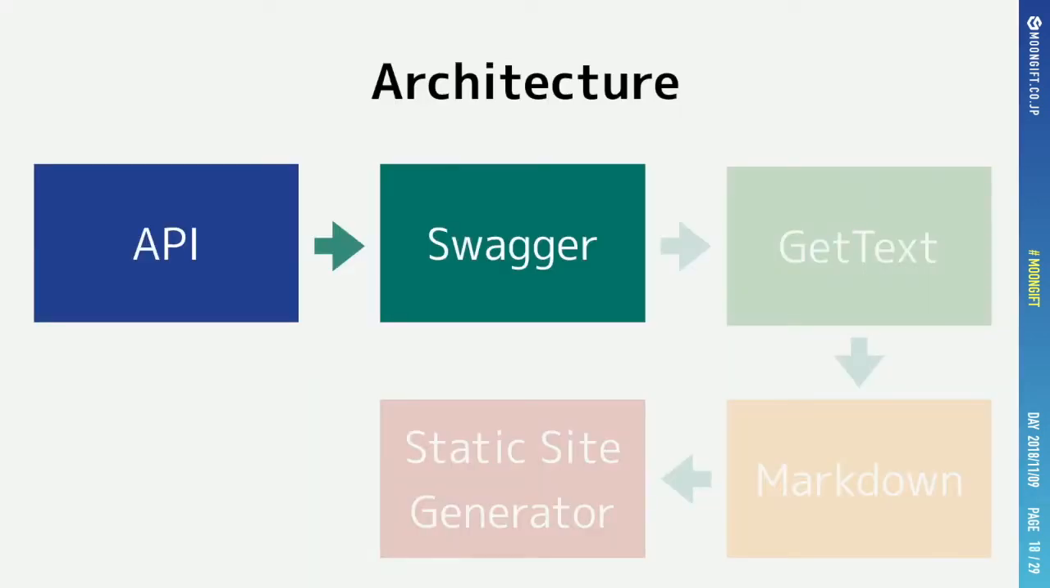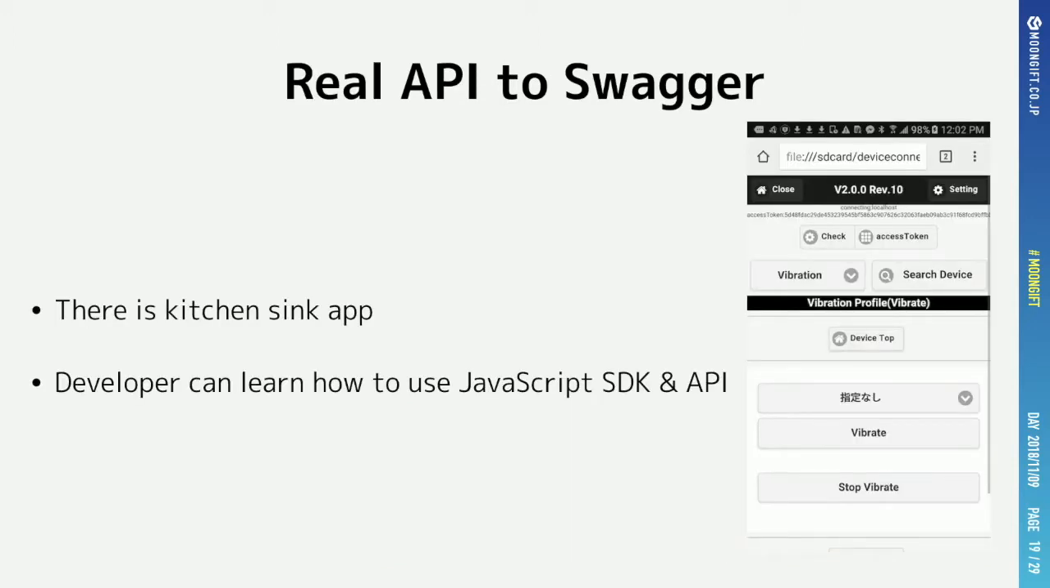So I want to talk about APIs and swagger. In my case, we have developed a Kitchen Sink app in JavaScript. It covers every API and every parameter, and it uses our JavaScript SDKs. This app is for our developers, so they can learn how to use the APIs and JavaScript SDK easily. So I use it for documentation also.